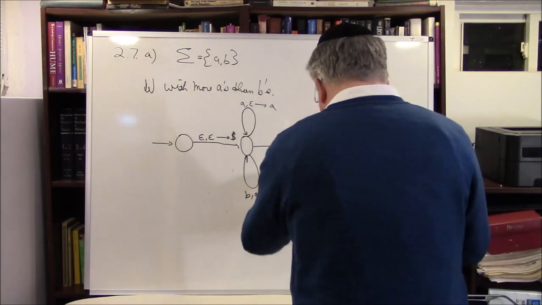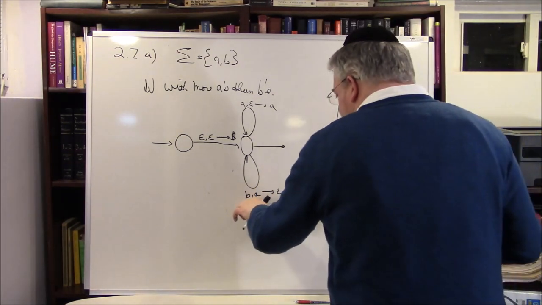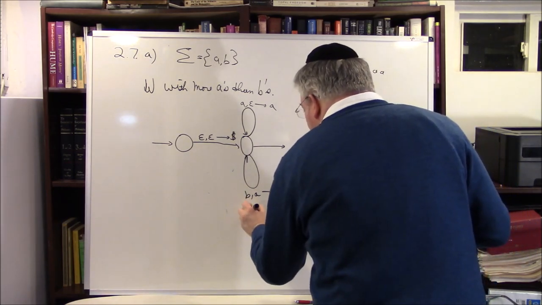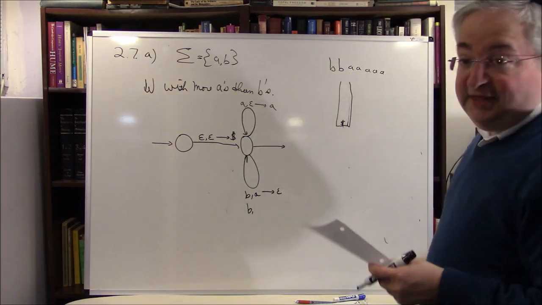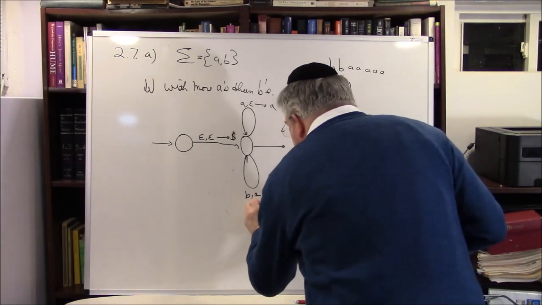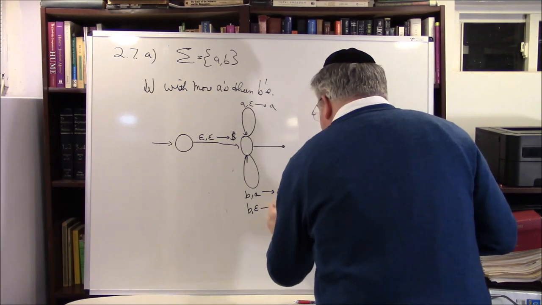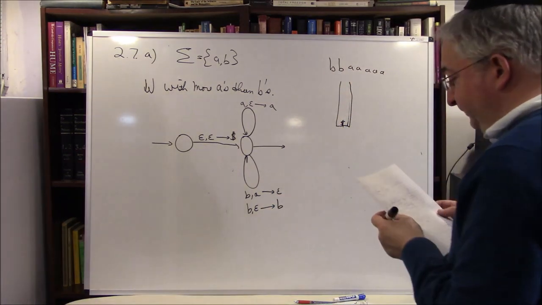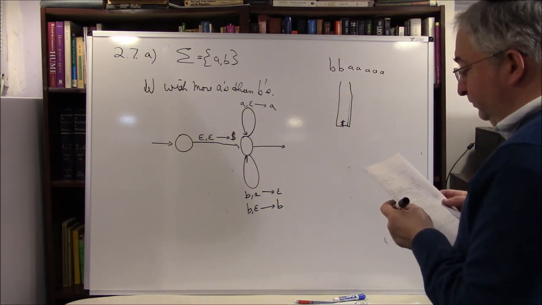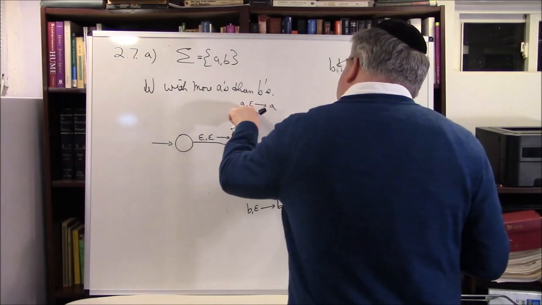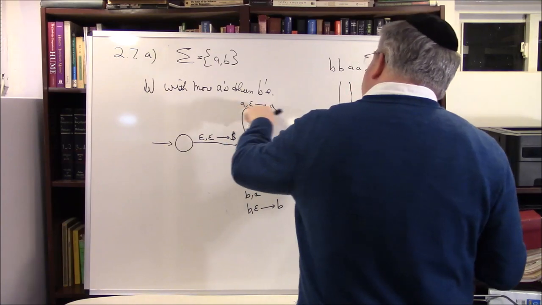B comma A: every time we see a B and there's an A on the stack, pop it. But I also want to do the following. Whenever I see a B and there's nothing on the stack, or I don't even look on the stack, I want to push down a B. Okay? Same thing here. When I see an A, I want to push it on.